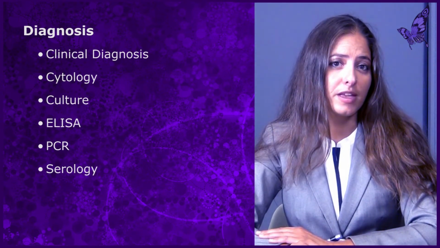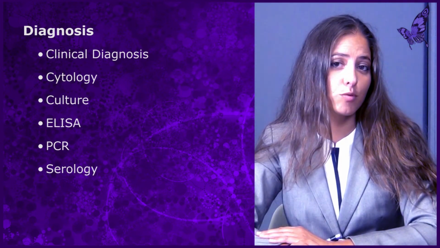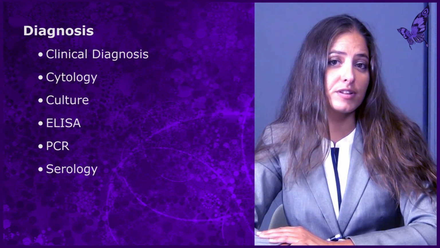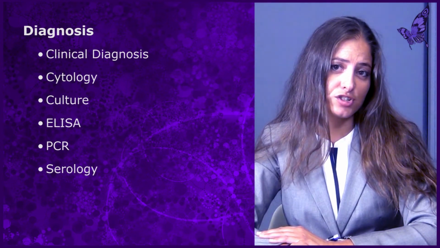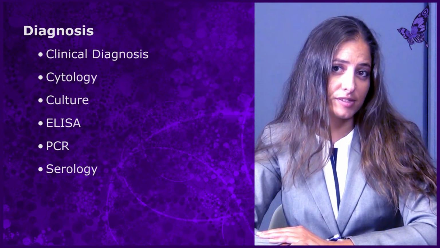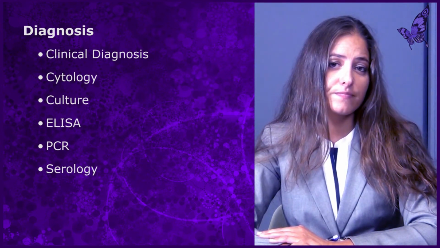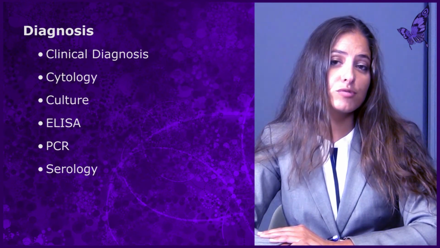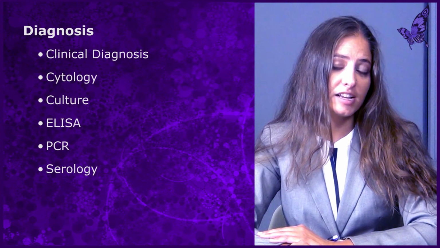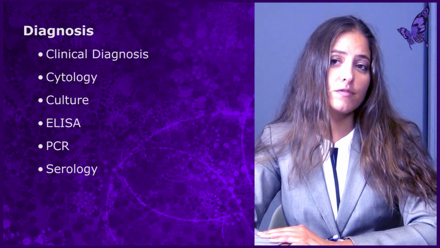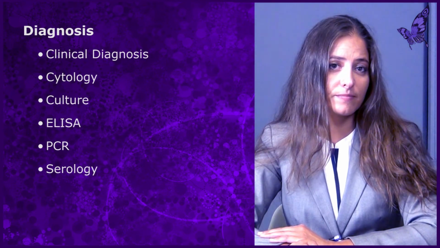The second is culture. Bacterial cultures are highly specific, 90%, but again have poor sensitivity. Number 3 is ELISA. Enzyme-linked immunosorbent assays for antigen detection are both sensitive, 70%, and specific, 99%, when compared to culture. The fourth is PCR. Polymerase chain reaction is the most reliable test with high sensitivity ranging from 98 to 100% and high specificity of 100%. However, it is also relatively expensive compared to the aforementioned modalities.